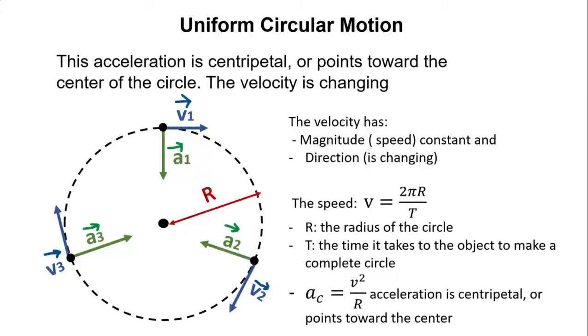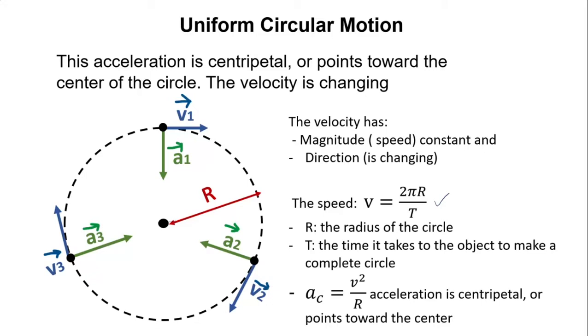In this example, we are going to talk about circular uniform motion. What we mean by circular uniform motion is that the object is moving with constant speed when it's making circles. The speed is constant, and is given by 2 pi r over t. R is the radius of the circle, and t is the time it takes the object to make a complete circle, measured in seconds.